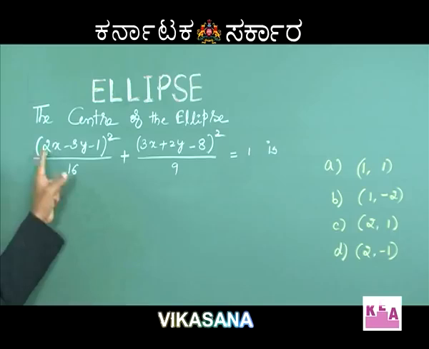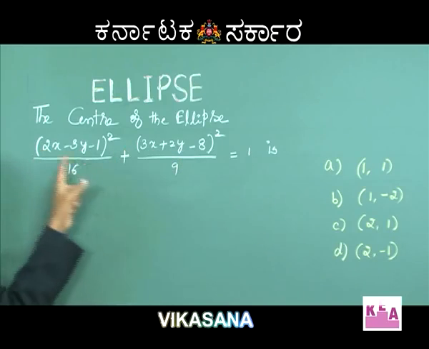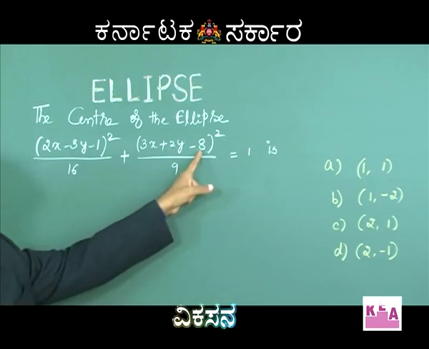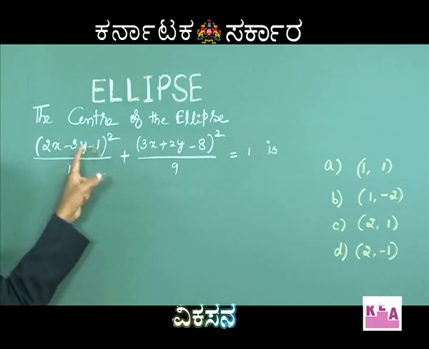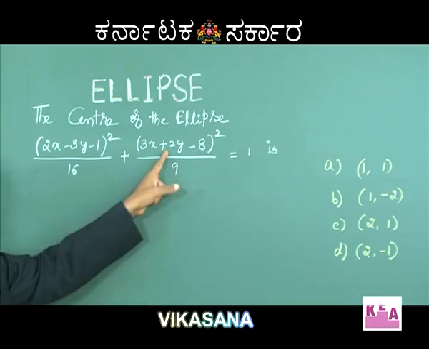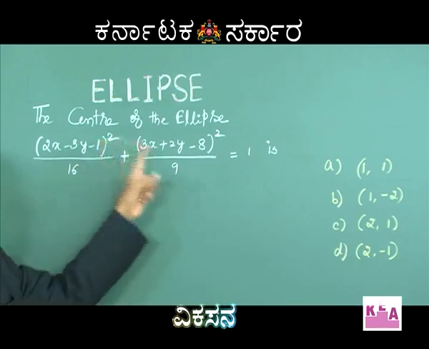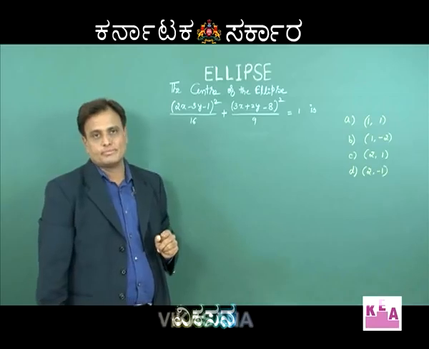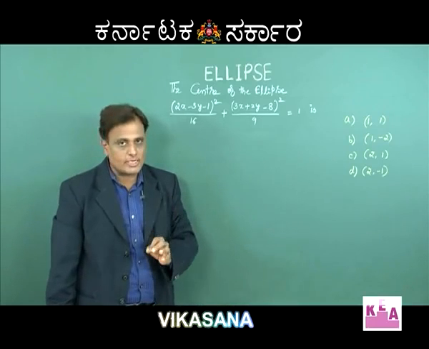In the numerator you observe this ax plus by plus c, ax plus by plus c. If you equate these to 0, they represent straight lines. And remember this simple technique: the point of intersection of these two lines will be the center of the ellipse. Please note down once again.